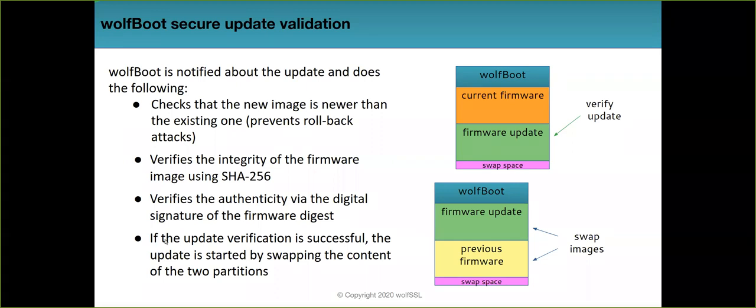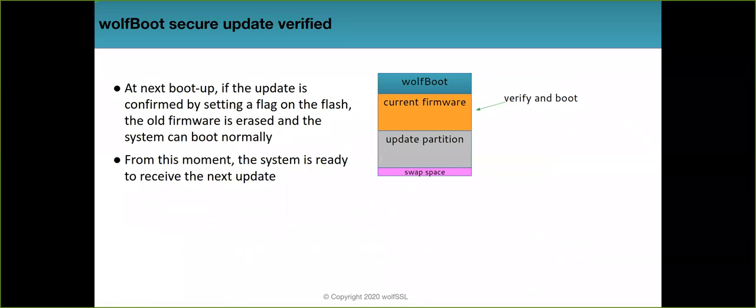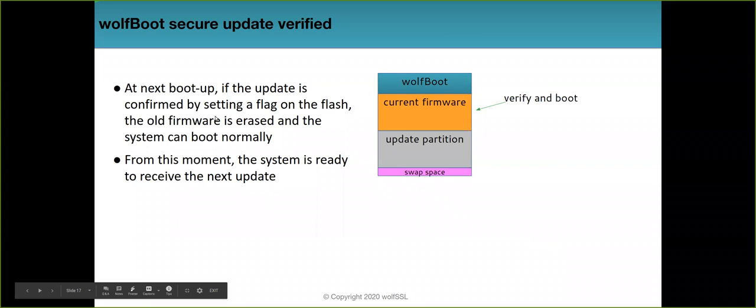So if the update verification is successful, you just do a swap. Now, this one is the updated image here on the second partition. And the previous firmware is on the third partition. So when you boot your target again, on the next boot up, if the update is confirmed by setting a flag on the flash, the old firmware is erased and the system can boot normally. From this point on, the system is ready to receive the next update. This one is gone.